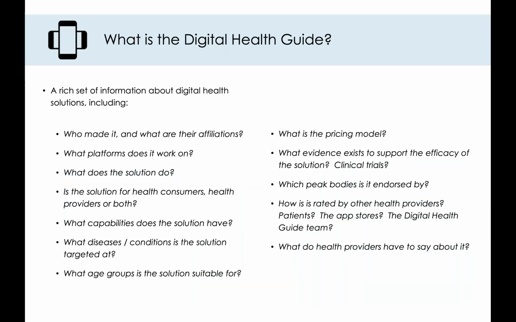I'm not going to go through this in any detail because I've really discussed these things, but the kind of information that the Digital Health Guide covers: who made an app, how are they affiliated, what platforms does it work on, what conditions is it for, what functionality does it have, what age groups is it for, and then pricing, evidence, all of these kind of things, reviews and ratings. And then you can search by all of these types of information as well to quickly find something that matches the criteria that you might have. But I'll show how to do that, and I think it will be clearer when I do that.